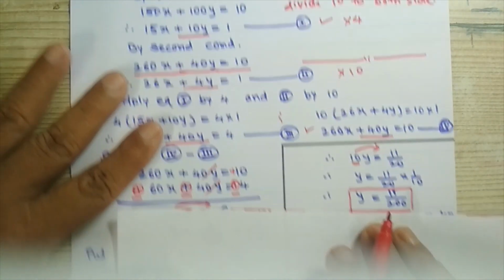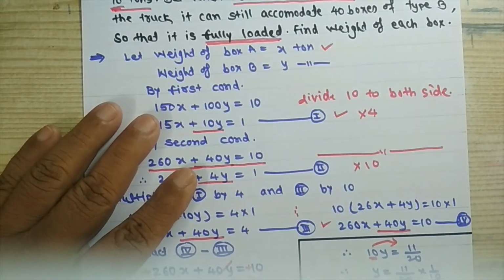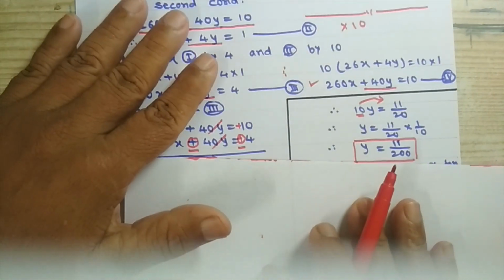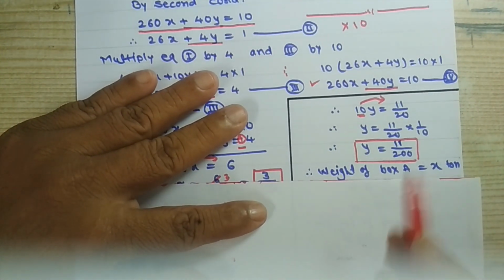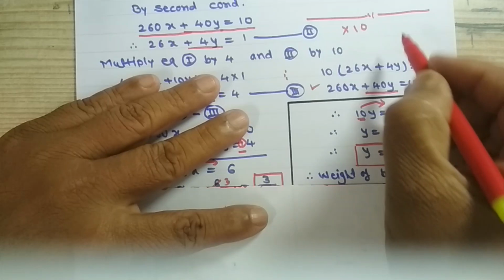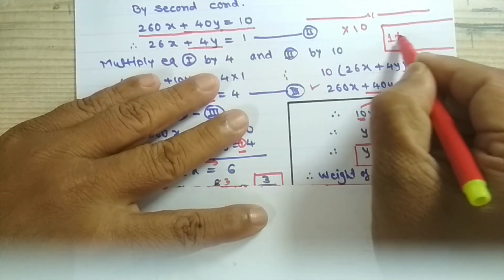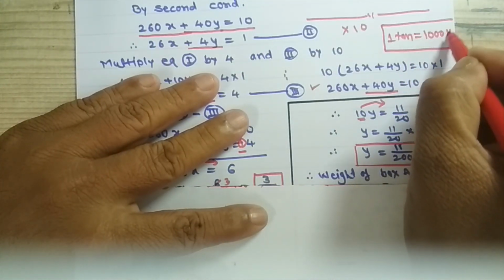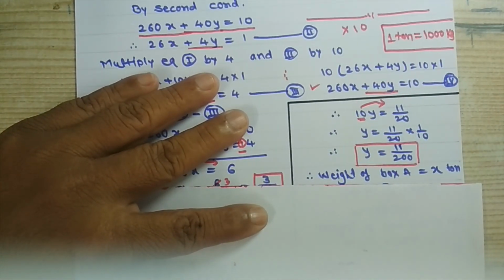Okay. X means we know that the weight of box A is x ton. And the weight of box B is y ton. Means we have to convert this ton into kilogram. Okay, weight of box A is equal to x ton. We know that 1 ton is equal to 1000 kilogram. This conversion we know first, and then we convert that ton into kilogram.